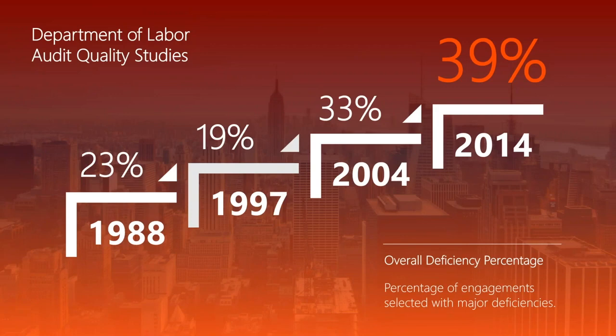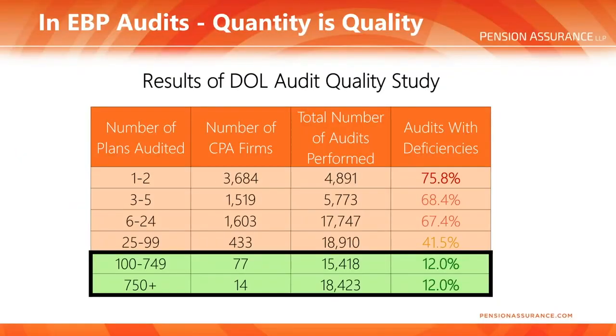I know we're running short on time, so I'll touch on the DOL audit quality study from 2015. Skipping to the next slide, this recaps it well. The DOL performed this study and identified that there's a direct correlation between the audit quality and the expertise level of the auditor. There were 4,800 audits performed by 3,684 firms that only did 1 or 2 plan audits a year, and for those audits, they found 75.8% worth of deficiencies. That's an extremely high rate. Whereas auditors who perform over 100 plan audits a year only see a deficiency rate of 12%, which in my opinion is high.